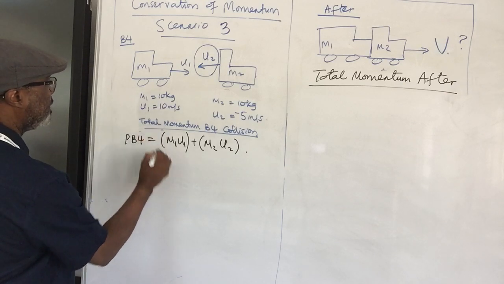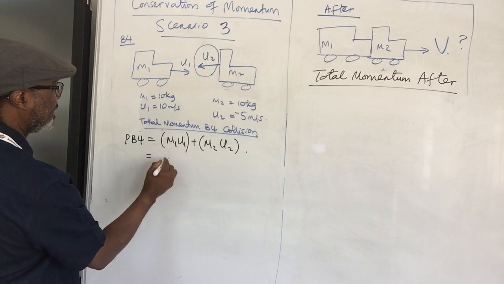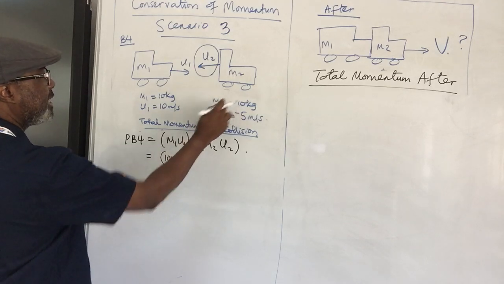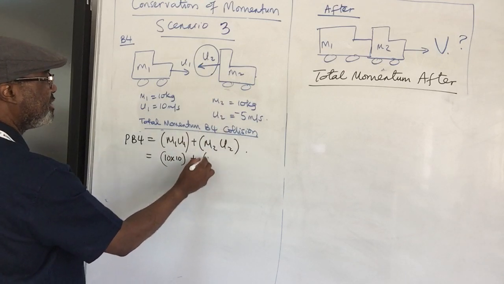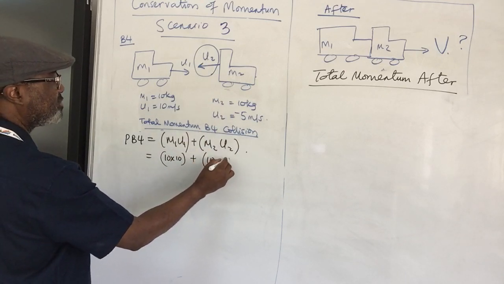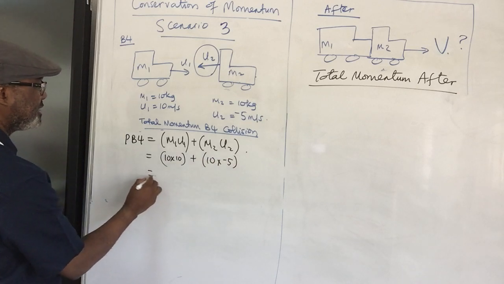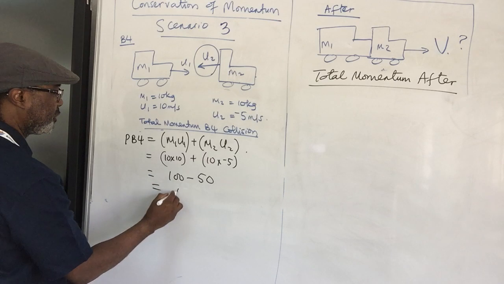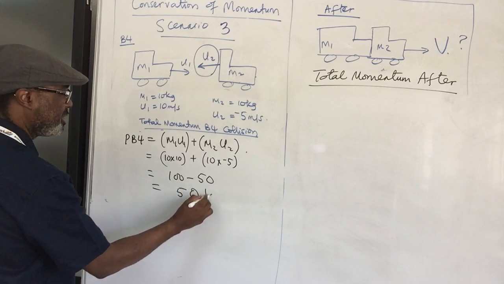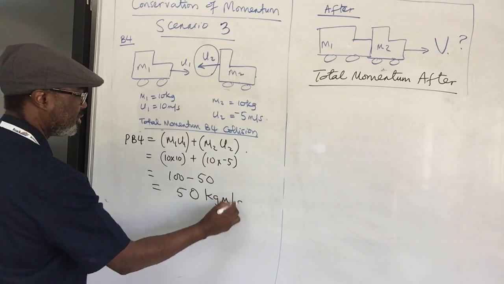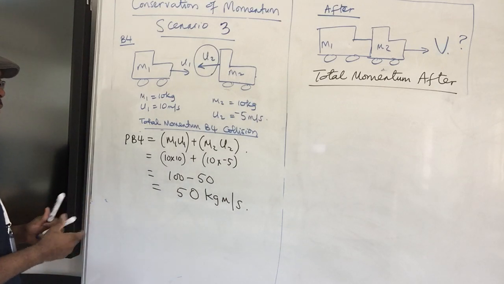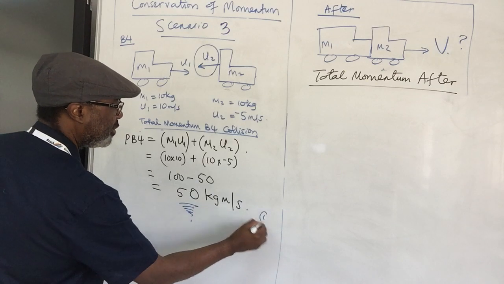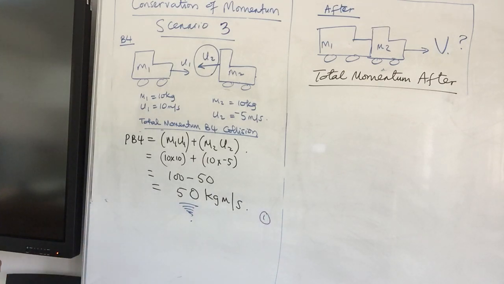So we now say this is 10 kg multiplied by 10, that's 10 times 10. Plus 10 kg multiplied by minus 5, that's 10 times minus 5, and that leaves us with 100 minus 50, which is equal to 50 kg meters per second. That will be the total momentum before. Call that equation number 1.